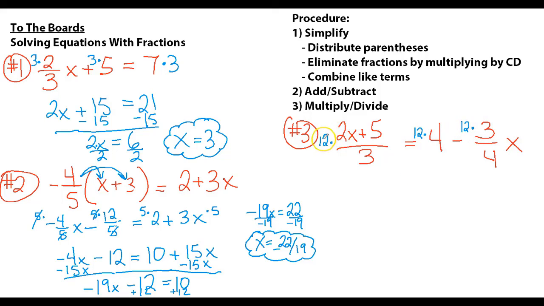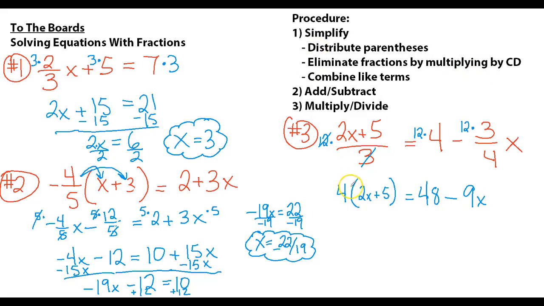Okay, when I do that, my 12 and my 3 will cancel out. 12 divided by 3 is 4. I'd be left with 4 times (2x plus 5) equals 12 times 4 is 48, minus 12 times 3 is 36, divided by 4 is 9x. So notice we eliminated the fractions. This problem no longer has fractions in it because we multiplied by the common denominator.